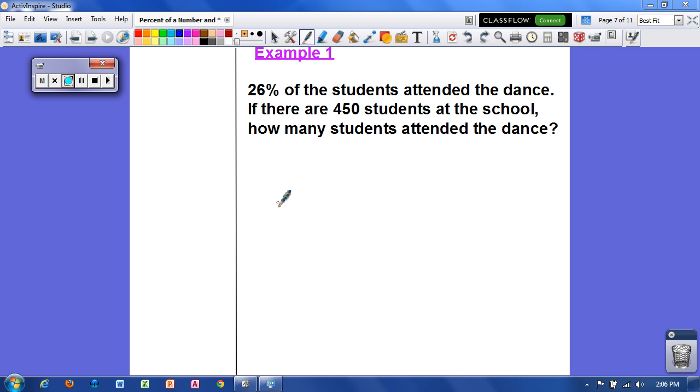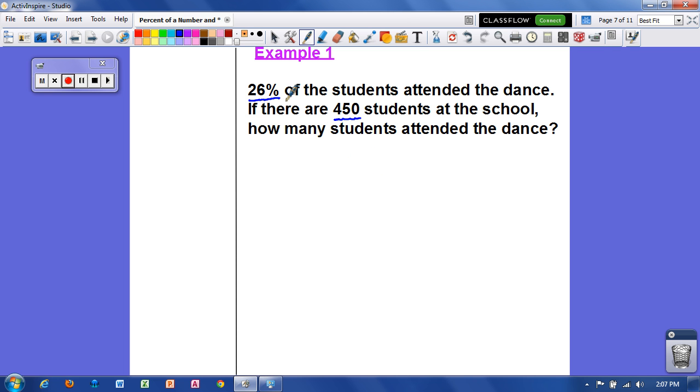26% of the students attended the dance. If there are 450 students at the school, how many students attended the dance? We want to underline whatever numbers we've been given. So we have 26% and 450. So we want to know how many students actually attended the dance.